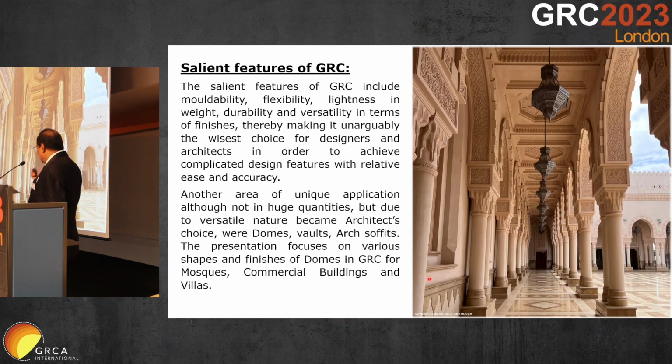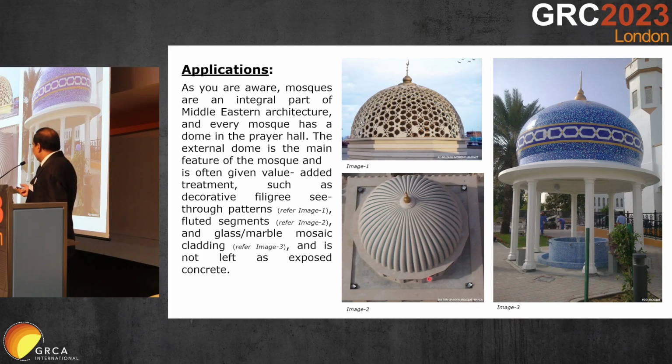This is the one which got an award yesterday night. Okay, this is the mosque with the column cladding and ceiling and arch soffits and capitals. So it was pigmented GRC. This was a mosque in Oman. These are again the different domes.